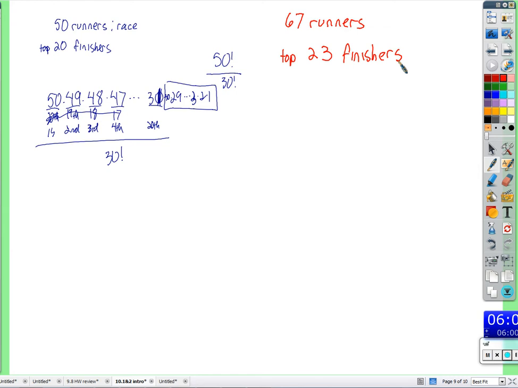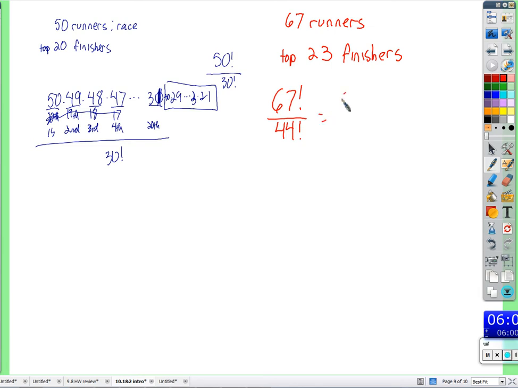See if you can figure out how to use a factorial and cancel the stuff out that you don't want to have. Okay, so what do we throw into our calculators to get it to figure this out for us? Why 44 factorial?